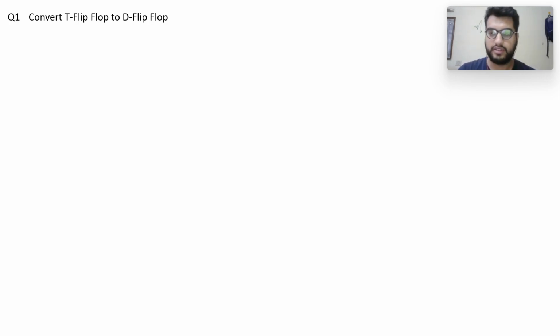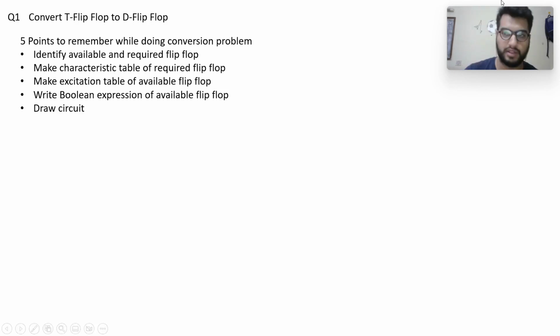There are 5 essential steps that you need to follow whenever you do the conversion of one flip-flop to another. You need to remember these 5 steps. This will help you. It's just how I approach these problems; you may have other ways, but usually it's this way. What is the first step? The first step is to identify the available and required flip-flop. Then we make the characteristics table of the required flip-flop, followed by the excitation table of the available flip-flop. Finally we jot down the expression for the available flip-flop, and at the end we can draw the circuit.